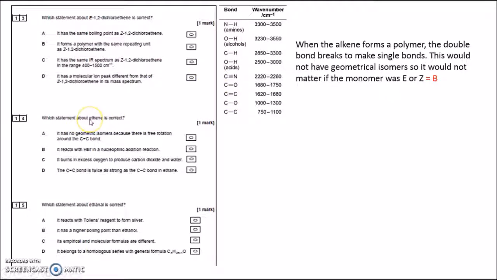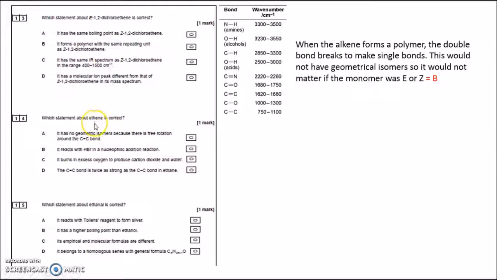Which statement about ethene is correct? It has no geometrical isomers because there's no free rotation around the carbon-to-carbon double bond. Well, that's true in that there is no free rotation about the carbon-to-carbon double bond, but it's not the reason that this has no geometrical isomers. The reason it doesn't have any geometrical isomers is, ethene, so it's a carbon-to-carbon double bond with two Hs to the left of the double bond and two Hs to the right of the double bond.